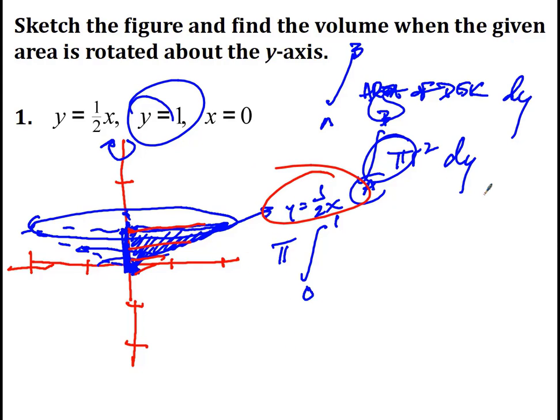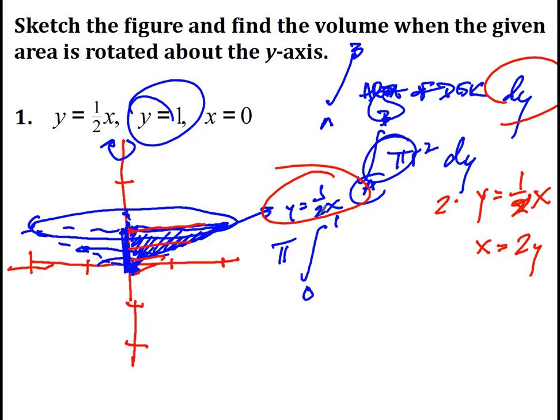So one of the big changes on this is, instead of our radius being in terms of x with dx, we're going to be using dy, so our function needs to be in terms of y. So we take our function y equals 1/2 x and solve for x. To get x all by itself, I'd multiply both sides by 2. So x equals 2y. Okay, so that now is going to be our radius.